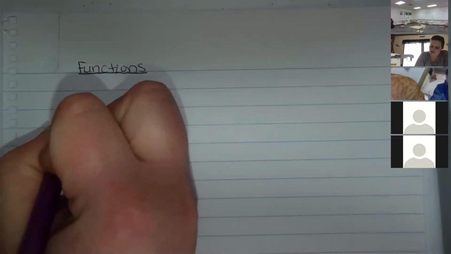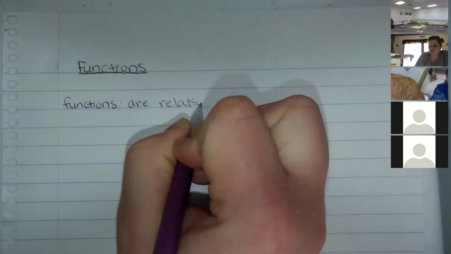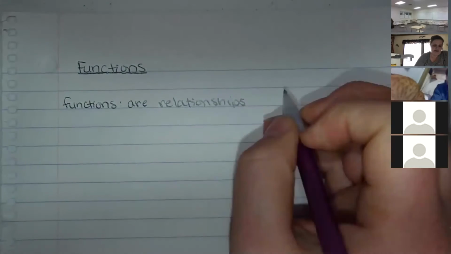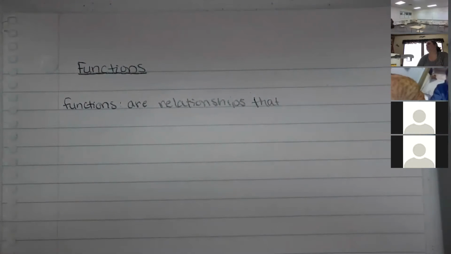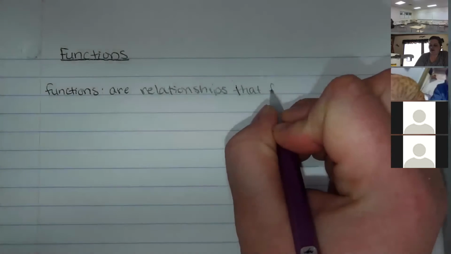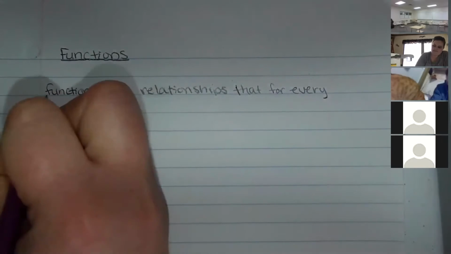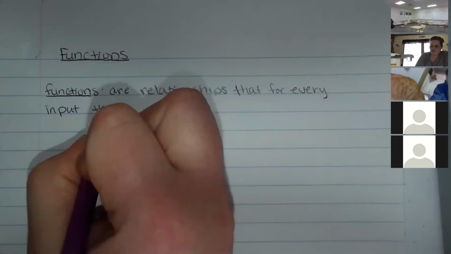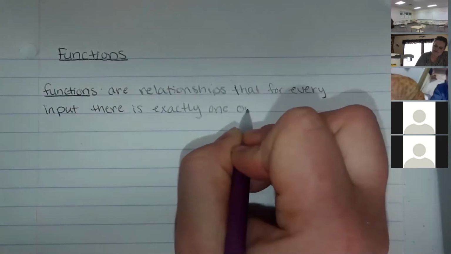All right, so functions are relationships that for every input, there is exactly one output.